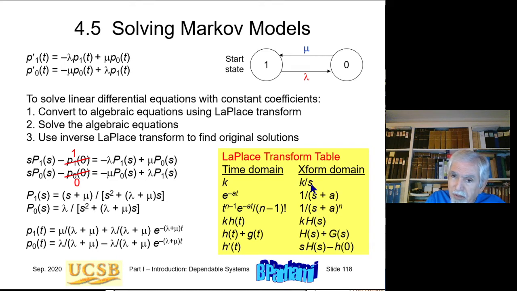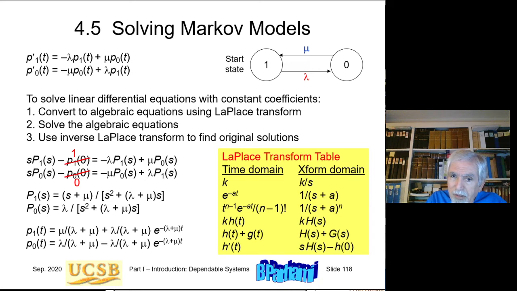S is just a variable in the transform domain that we solve for eventually and find. If you have an exponential function e to the minus at, the transform version, so we denote these functions in the time domain by lowercase letter, and in the transform domain by uppercase letter. So the function e to the minus at becomes 1 divided by s plus a.